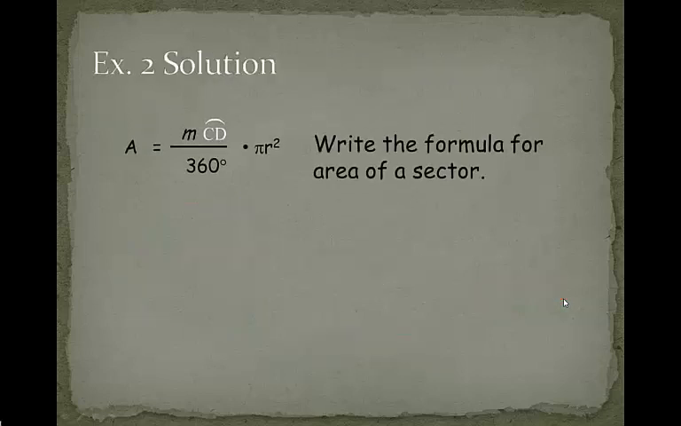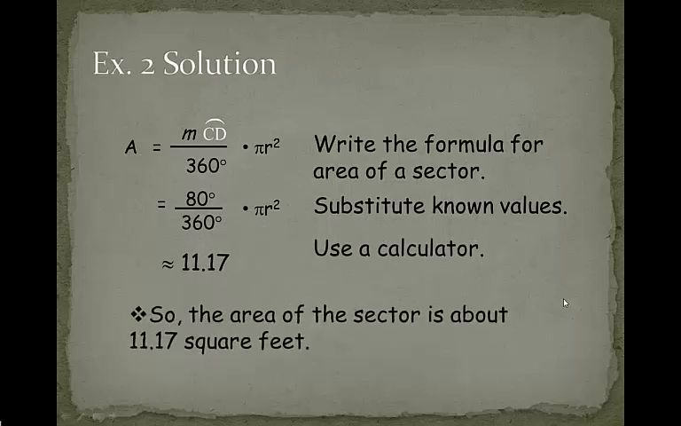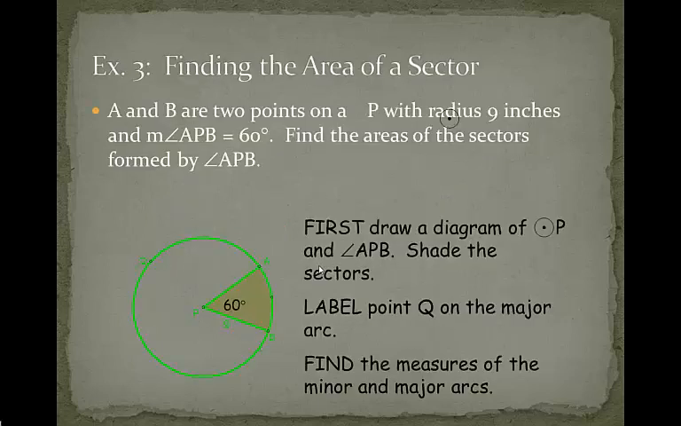So let's look at it this way. Write the formula for area of a sector. We know that x is 80, because it said 80 degrees. Substitute known values, so we know r is 4. And we would get around 11.17. So the area of the sector is about 11.17. Right here, again, I put a 4 in here, so this is pi times 16. So I did 80 divided by 360 times 16 pi, and I got 11.17 as an answer. All right, so remember, it's the measure of arc CD over 360 times pi r squared.